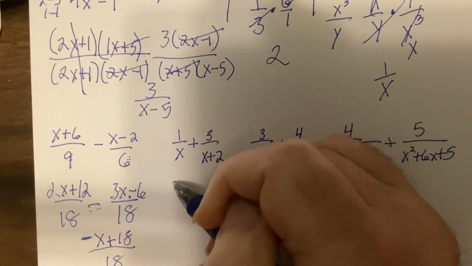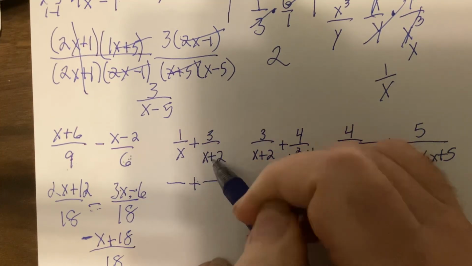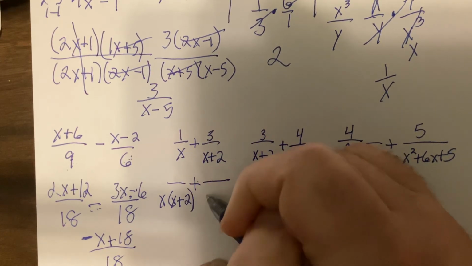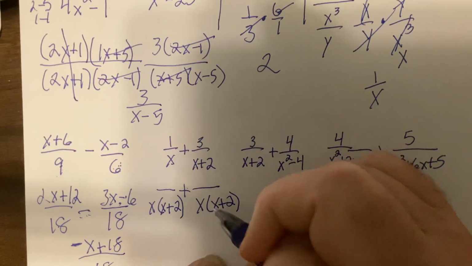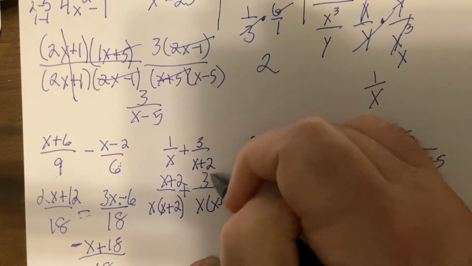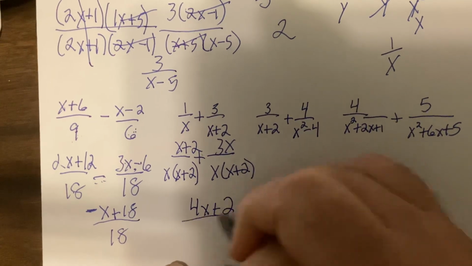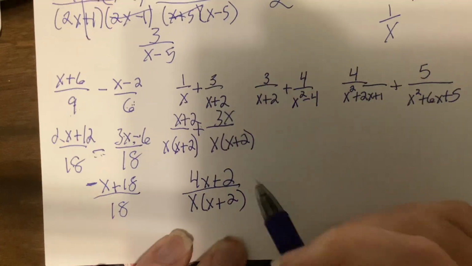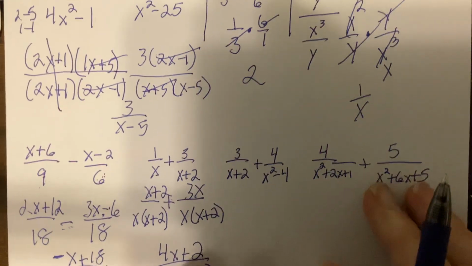Now, this is the one most people get wrong. The LCD is the highest power each unique item occurs, so it'd be x plus 2. Now, if you want to distribute that, that's okay. So this is missing x plus 2. This is missing x. So it'd be 4x plus 2 over x plus 2. Now you got to check. If I factor out a 2, it'd be 2x plus 1. Nothing cancels, so I'm done.